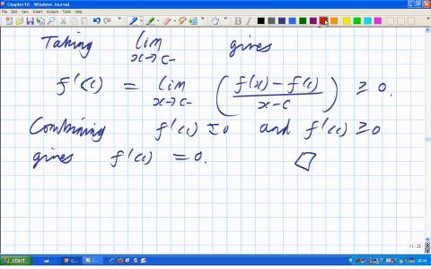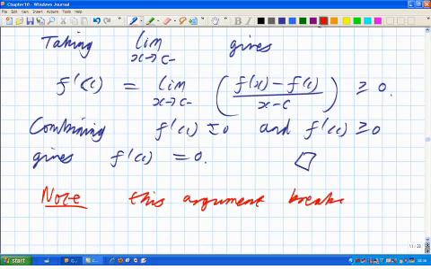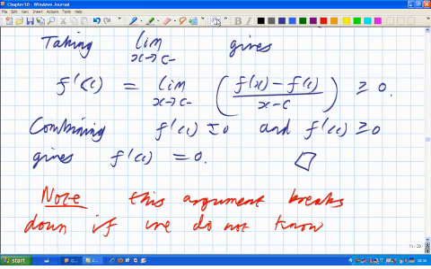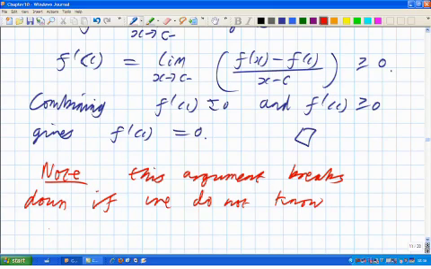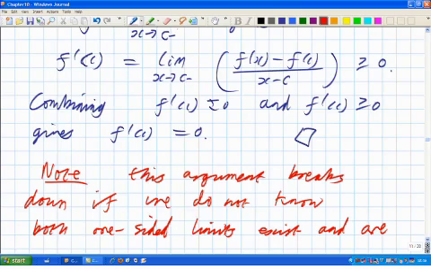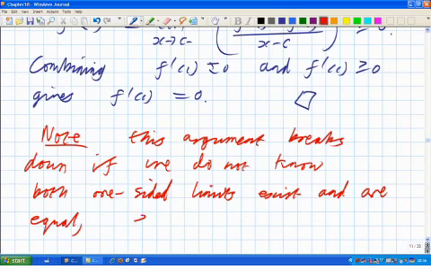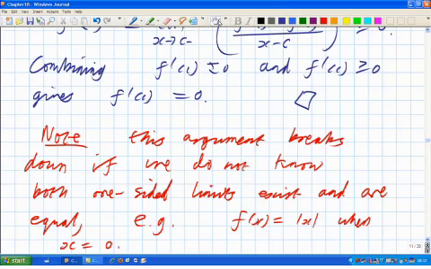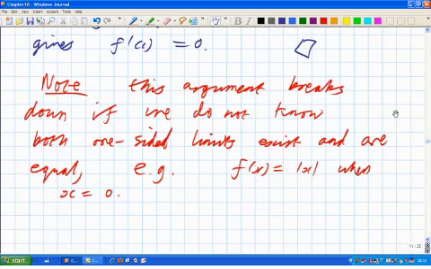So note this argument breaks down if we do not know that both one-sided limits existed and were equal. Okay, so problems with mod x at the origin.